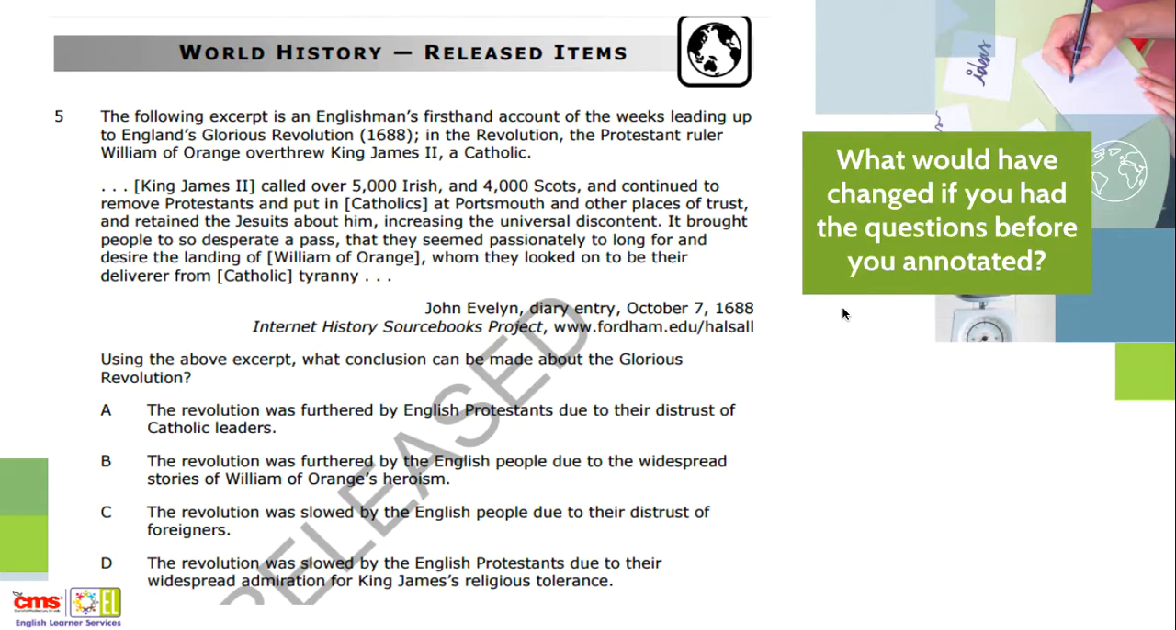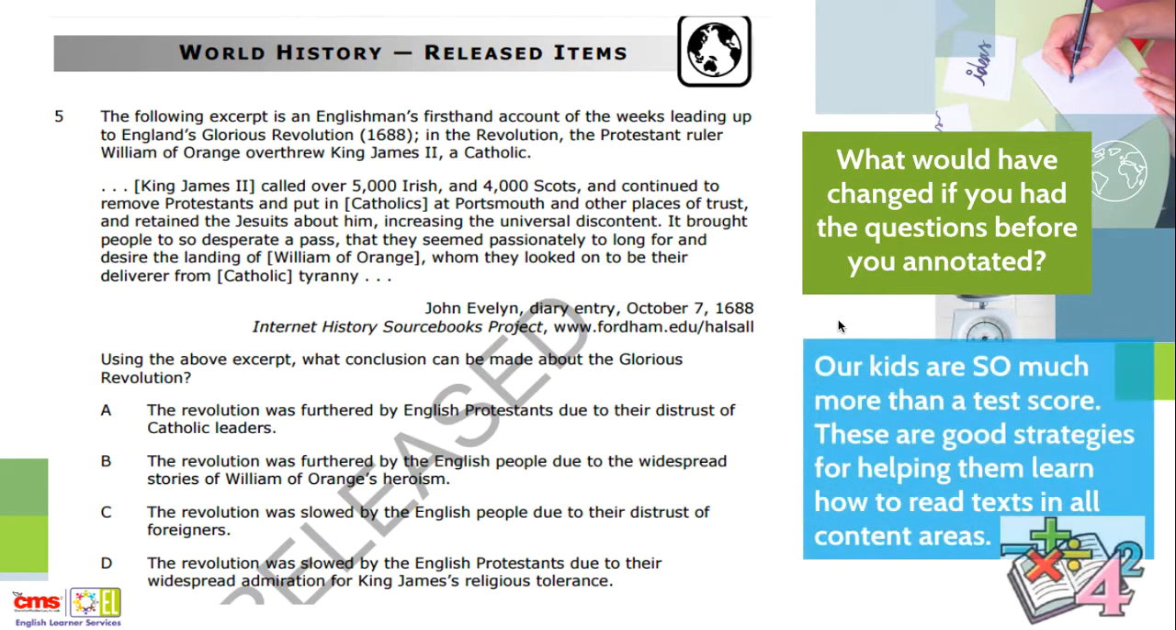So we have done this PD with approximately 15 schools from elementary, middle to high schools. And the answer to this has pretty much been the same each time we've done it, that having that question definitely gives you a lens when you are reading that text.